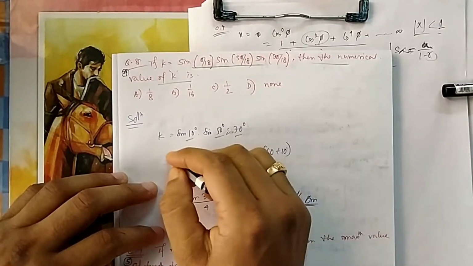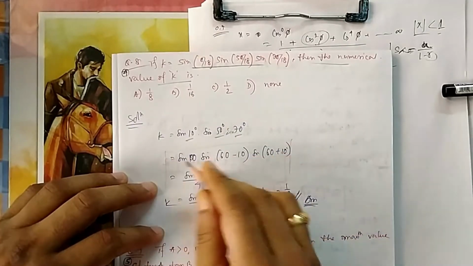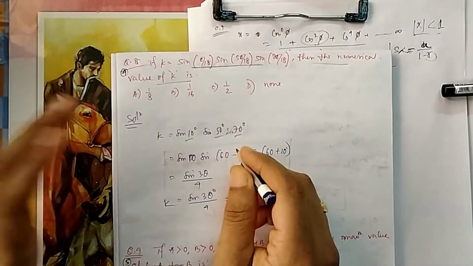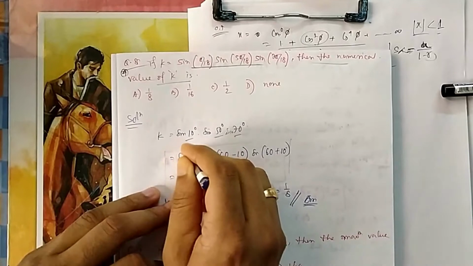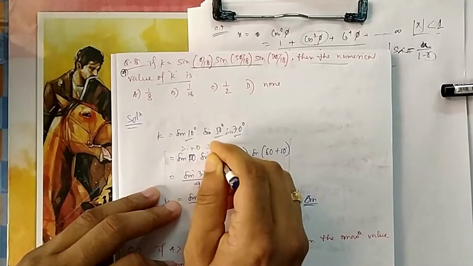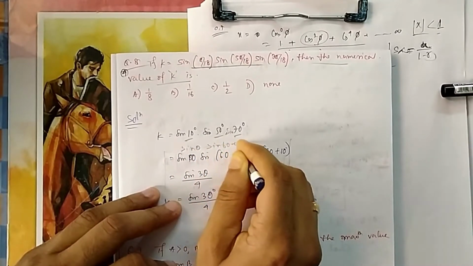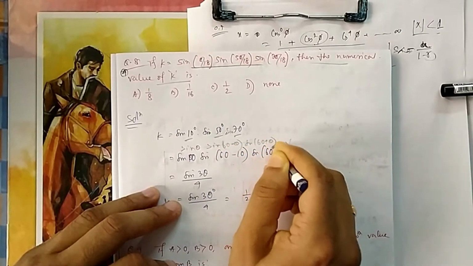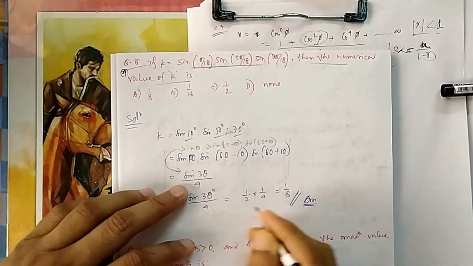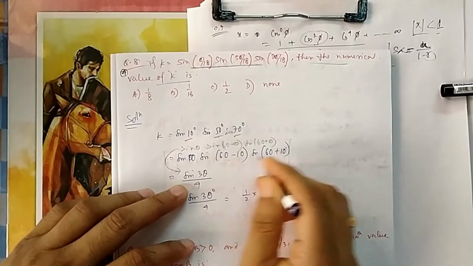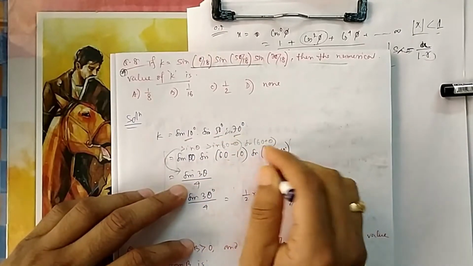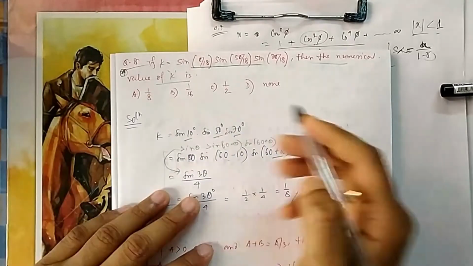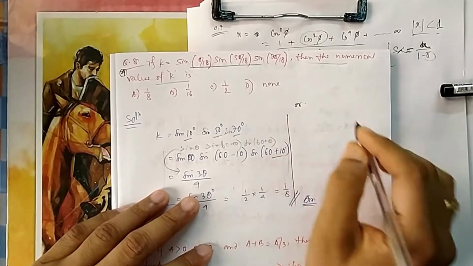Now here is a formula I have used. I strongly feel that remembering lots of formulas will be problematic, but if you can remember, then it is good. The formula is: sin theta into sin (60 minus theta) into sin (60 plus theta) is equal to sin 3 theta by 4. So here the same format is used: 50 is equal to 60 minus 10, and 70 is equal to 60 plus 10. But if you don't know this formula, it can still be done, and I am showing it here.